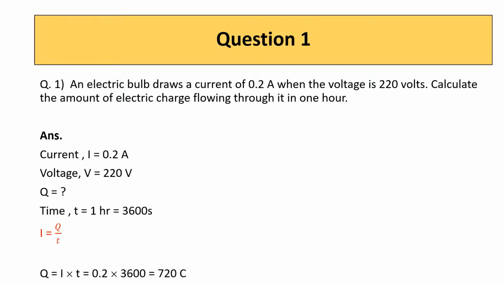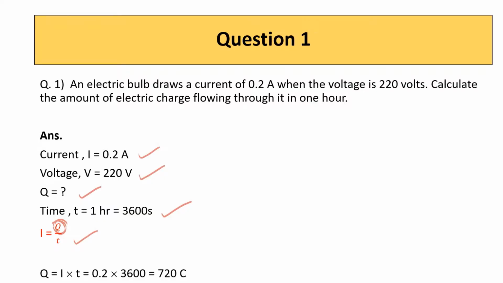Current I is equal to 0.2 ampere. Voltage V is equal to 220 volt. Q is asked in the question. Time is 1 hour. 1 hour means 3600 seconds. We know the basic equation for electric current, I is equal to Q by T. From that equation, you can easily find out this Q. Q is equal to I into T.